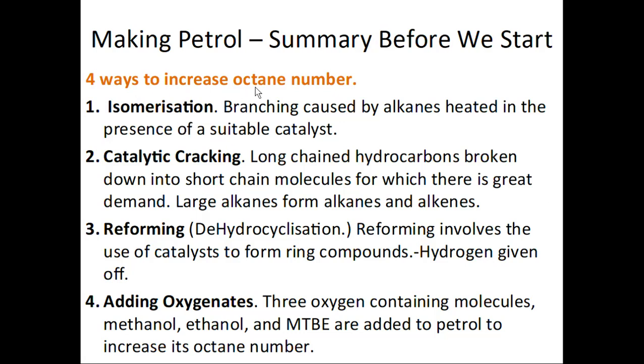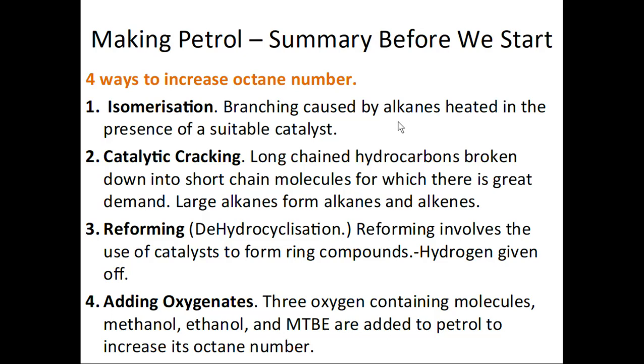So to increase octane number, you want isomerization. So branching caused by alkanes heated in the presence of a suitable catalyst can form isomers of that alkane. Like we looked at, structural isomers of butane and pentane were ones you needed to know, and they'll come up in questions on this as well.